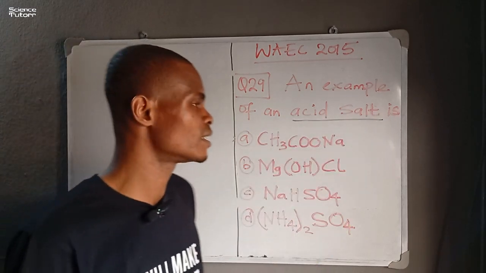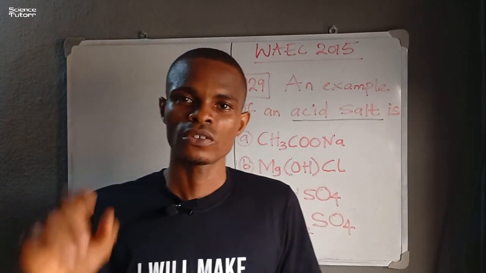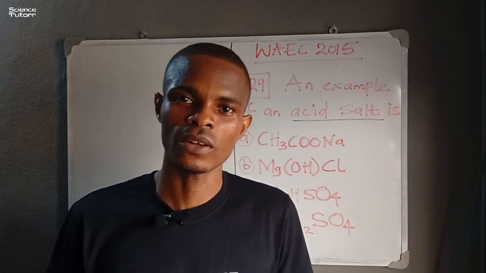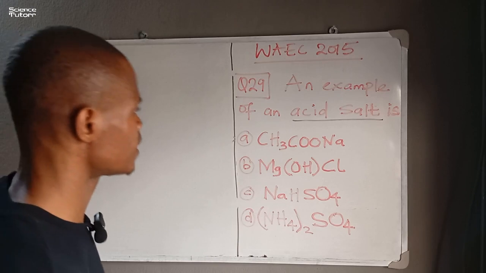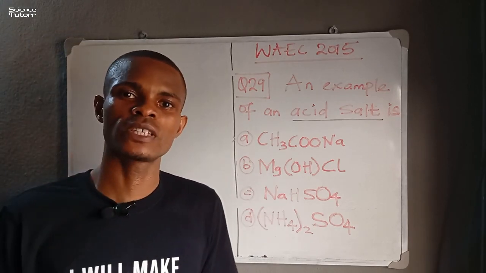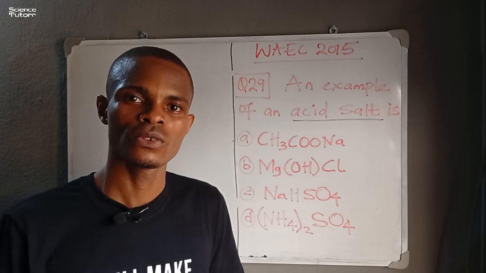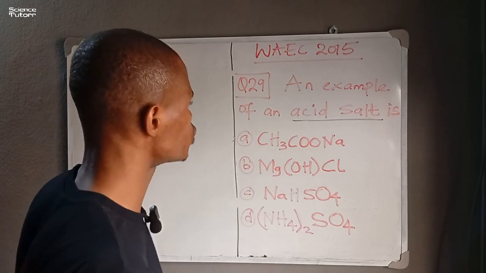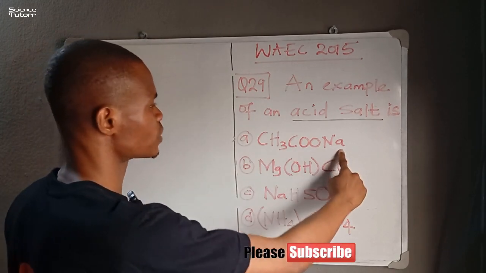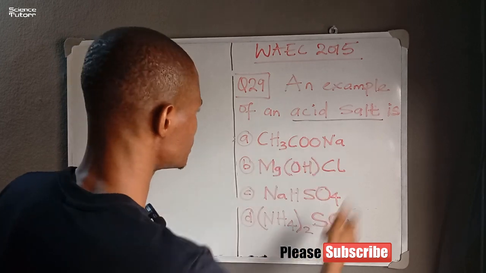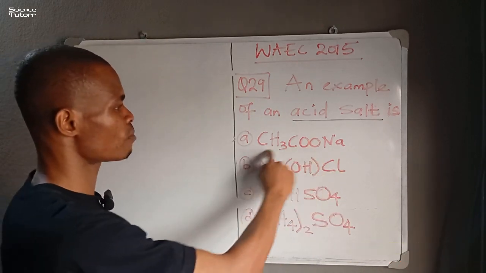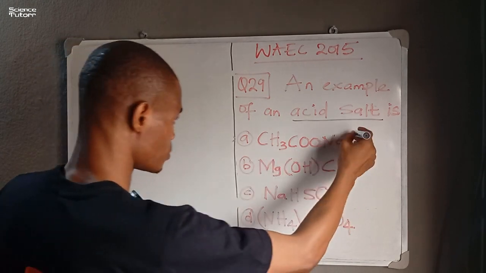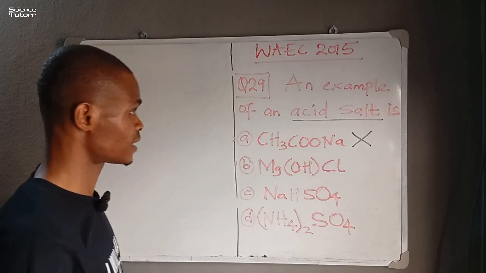How do we identify it? It takes a good knowledge of the topic acids, bases, and salts to figure this out. Let us consider an acid. An acid is a substance that produces hydrogen ion as the only positive ion when dissolved in water. Now, looking at the first option, sodium ethanoate, this is a salt obtained from a weak acid, ethanoic acid. So option A is not an acid salt.